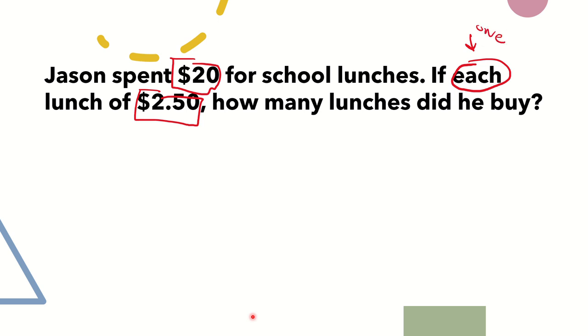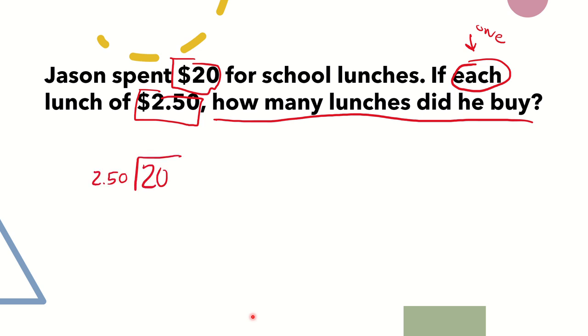Next, let's underline my question. How many lunches did he buy? This will be my dividend. This will be my divisor. We already see what the issue is. I have a decimal on the outside. So I'm going to just move it over 2 times. 1, 2. Whenever I have a whole number, my decimal is going to be at the end, and I'm going to move it over 2 times. 1, 2. In those spots, just simply put a placeholder.